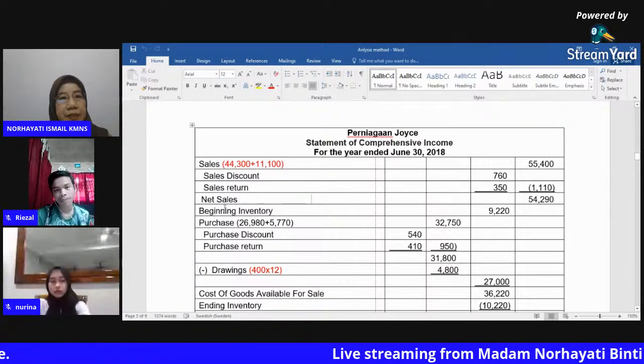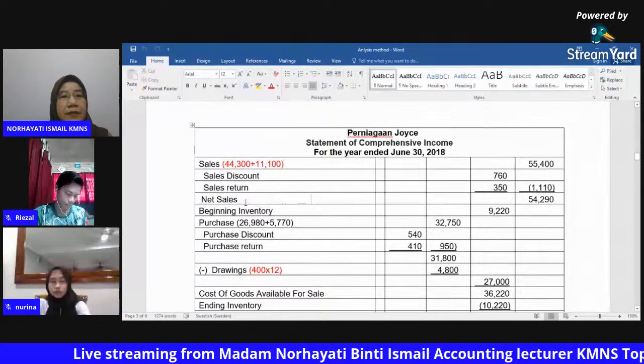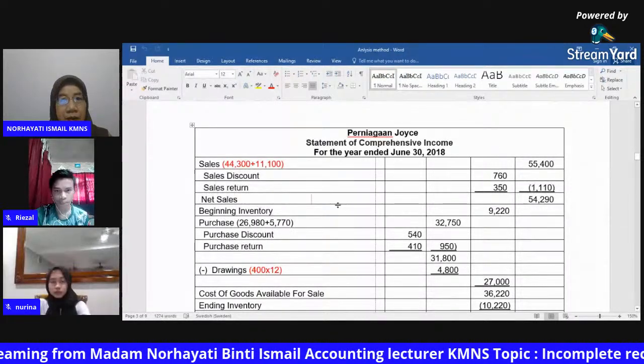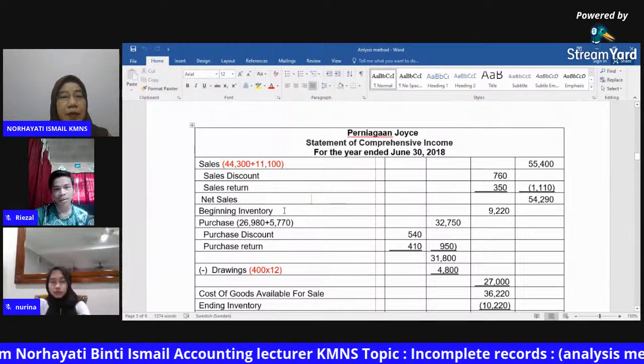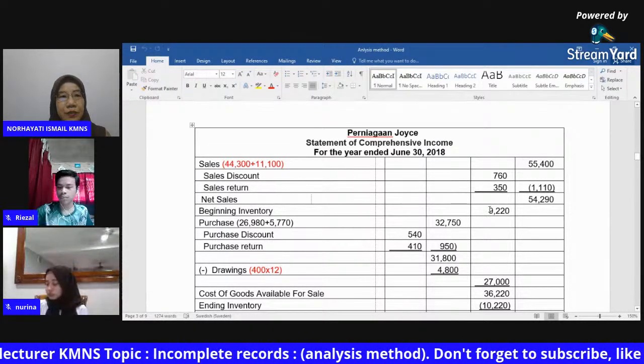Now we start with the cost of goods sold. This is the missing figure, cost of goods sold. Okay, after you get sales less cost of goods sold, start with the beginning inventory, 9,220.